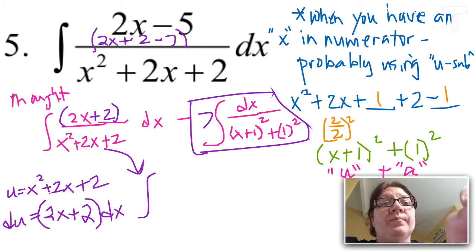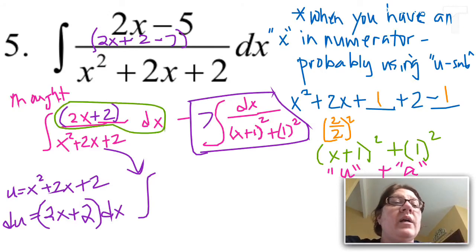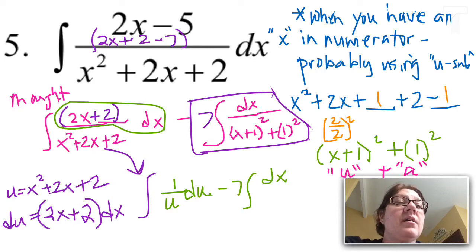So, of course, all of this becomes du, and my denominator is just u. Pretty crazy, huh?